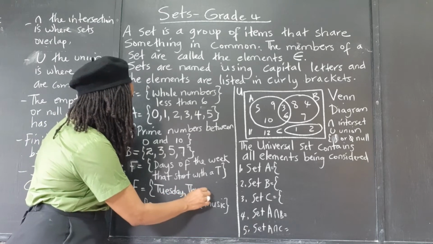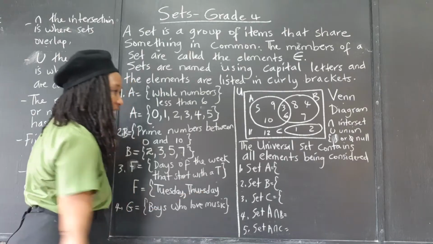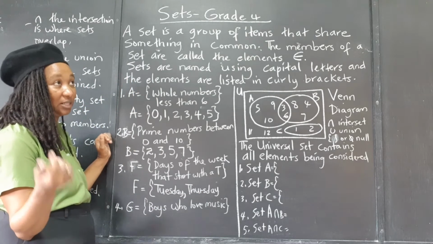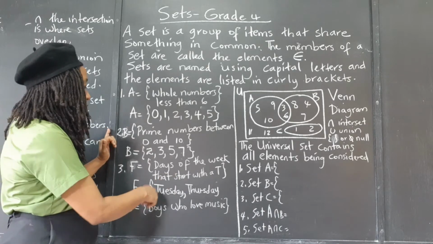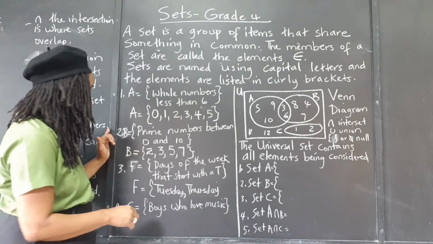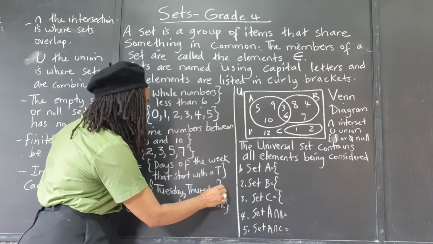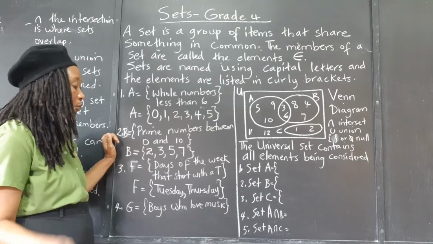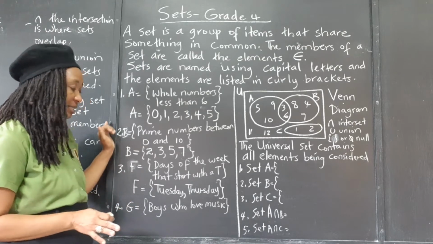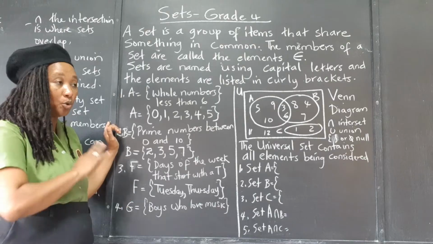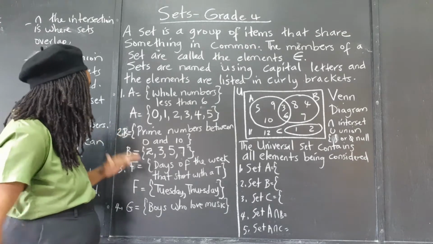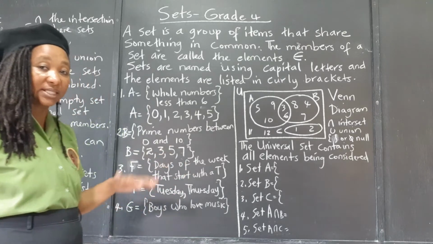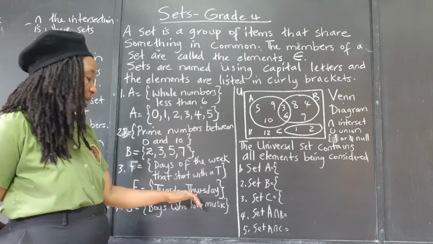Are there any more days of the week that start with a T? Monday, Tuesday, Wednesday, Thursday, Friday. So it's 2 days of the week that start with a T. So in set F, it's a pretty small set. Very well defined set. We only wanted those days that start with a T. No other day. So there are only 2 elements in this set.